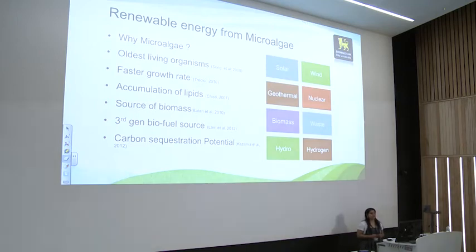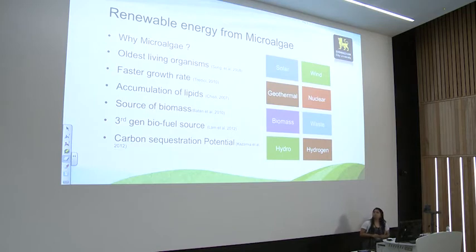So they are recognized as one of the oldest living organisms in the world, and they are very fast growing microorganisms, because it's 100 times faster than that of a normal plant. And one of the interesting factors of microalgae is the accumulation of the lipids, which can be used for the derivation of biofuels, one of the valuable products that you get from microalgae. And my research area is concentrated at the source of biomass. So how do you make use of the biomass, which is left after the derivation of biofuels out of the microalgae?